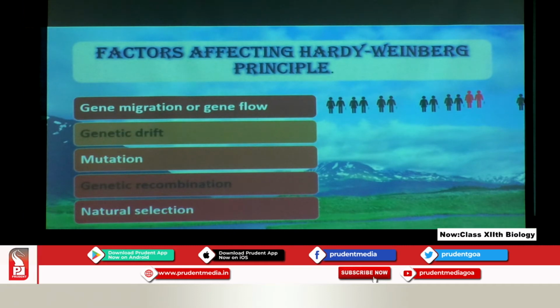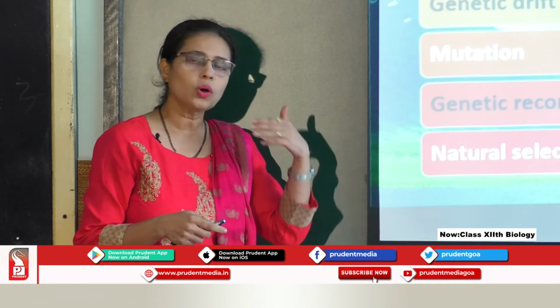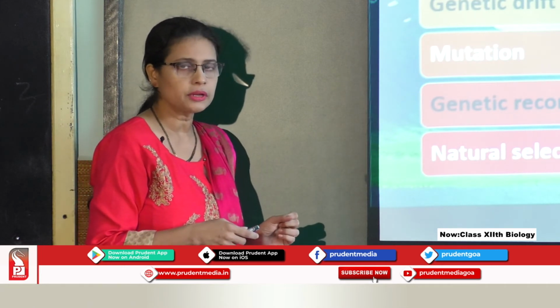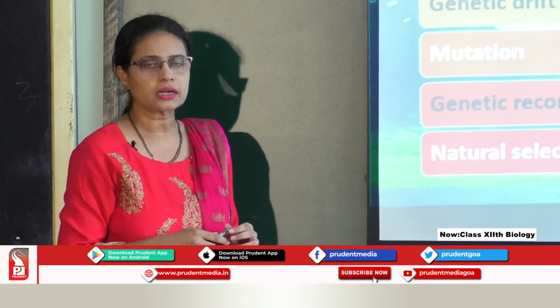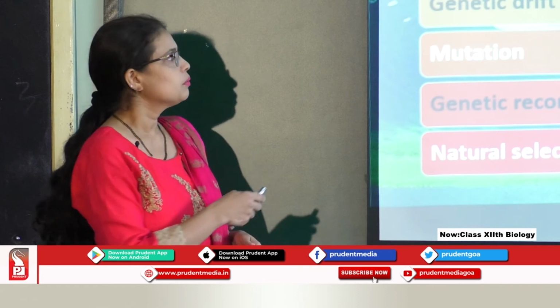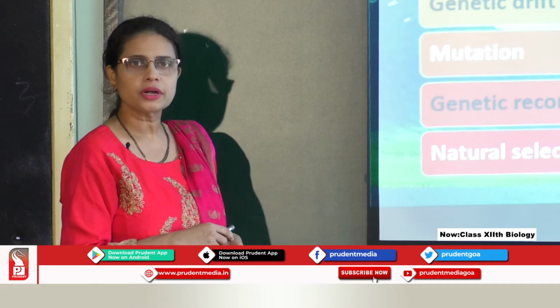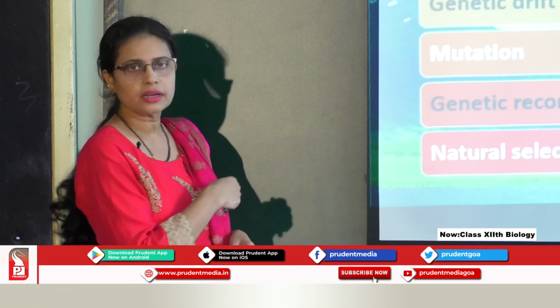Next is genetic drift. Somewhat similar to gene migration, either some alleles are added to the existing population or they are deleted, gone out. So there is a change in the allelic frequency. But the only difference here is that in genetic drift, the change is due to either climatic factors or some accidental factors. Let us say there is an earthquake. So many people will die. So those many genes will become less. Let us say there is an outbreak of disease. So here also many individuals are going to die. So this is called genetic drift.